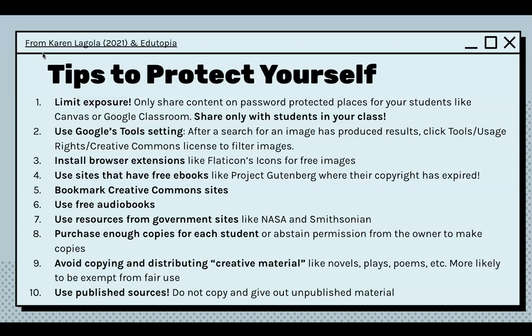You can use sites that have free ebooks like Project Gutenberg where their copyright has expired. You can bookmark Creative Commons websites. You can use free audiobooks. You can use resources from government sites like NASA and Smithsonian. You can purchase enough copies for each student or obtain permission from the owner to make copies. Avoid copying and distributing creative material like novels, plays, poems, movies, etc., more likely to be exempt from fair use. And use published sources. Do not copy and give out unpublished material.